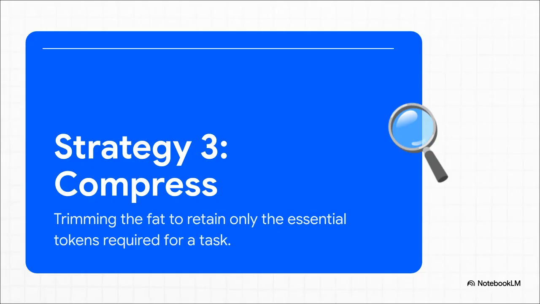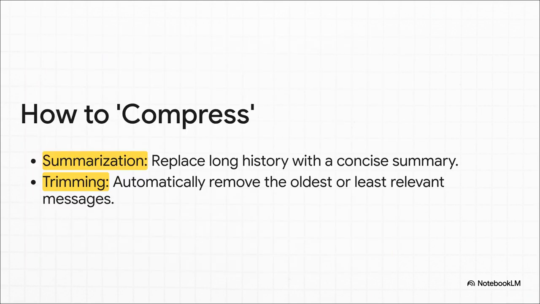Strategy number 3 is compress. Think about it. As a conversation goes on, the context gets filled with, well, a lot of fluff. Compression is all about trimming that fat. It's about making the information that's in the window as dense and useful as possible, without wasting a single token. A really clever way to do this is to use another LLM call to just summarize the conversation so far. You can replace thousands of tokens of back and forth with a few hundred tokens of a tight summary.